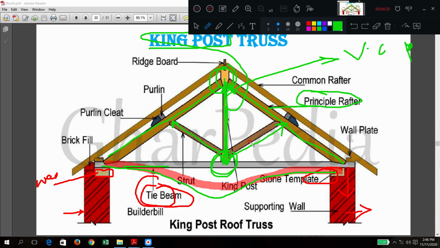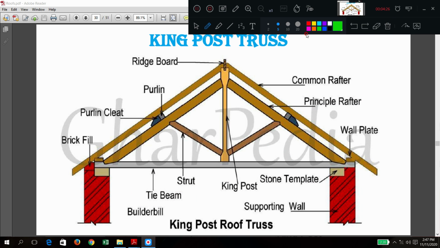There are some other inclined members. These are called struts. What is the function of these struts? If these are not there, this rafter would have sagged like this. Due to loads, sagging will take place, meaning bending will take place. To avoid that and to give more rigidity, struts are provided.